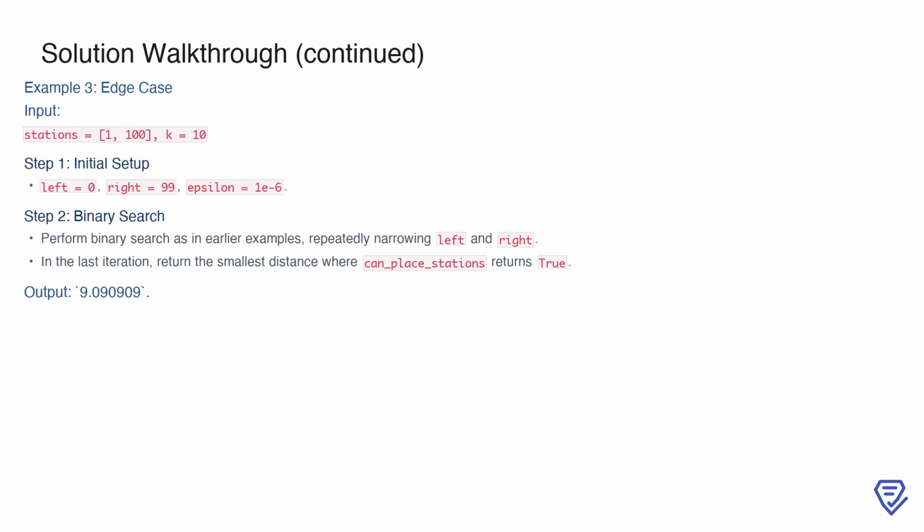Finally, let's consider an edge case where the stations are far apart. The input stations equals 1, 100, and k equals 10 gives us a large initial range, with left equals 0 and right equals 99.